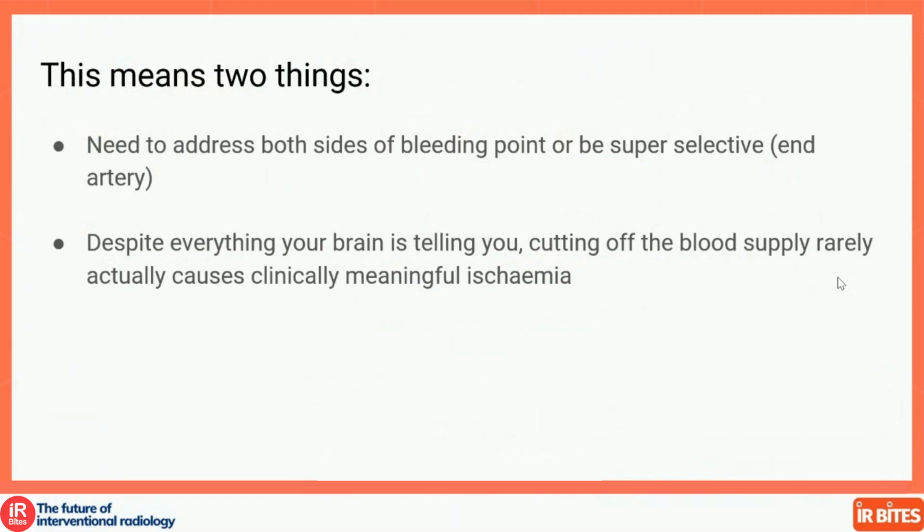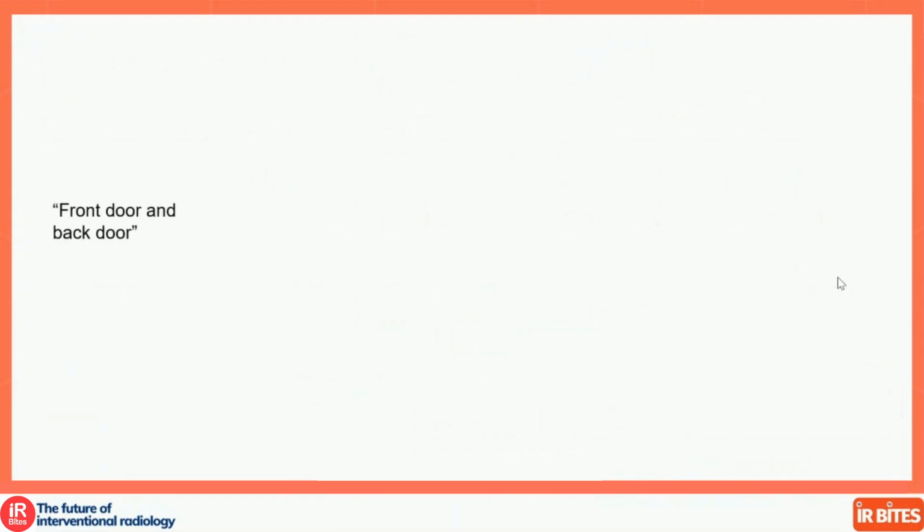Secondly, it also means that despite everything that your common sense and your brain is telling you, as long as you're not in a major branch, you're rarely going to cause any kind of clinically meaningful ischemia by doing an embolization. You feel like these should be really high risk of causing bowel ischemia, stomach ischemia, but they just don't, and in some ways, it doesn't make sense.